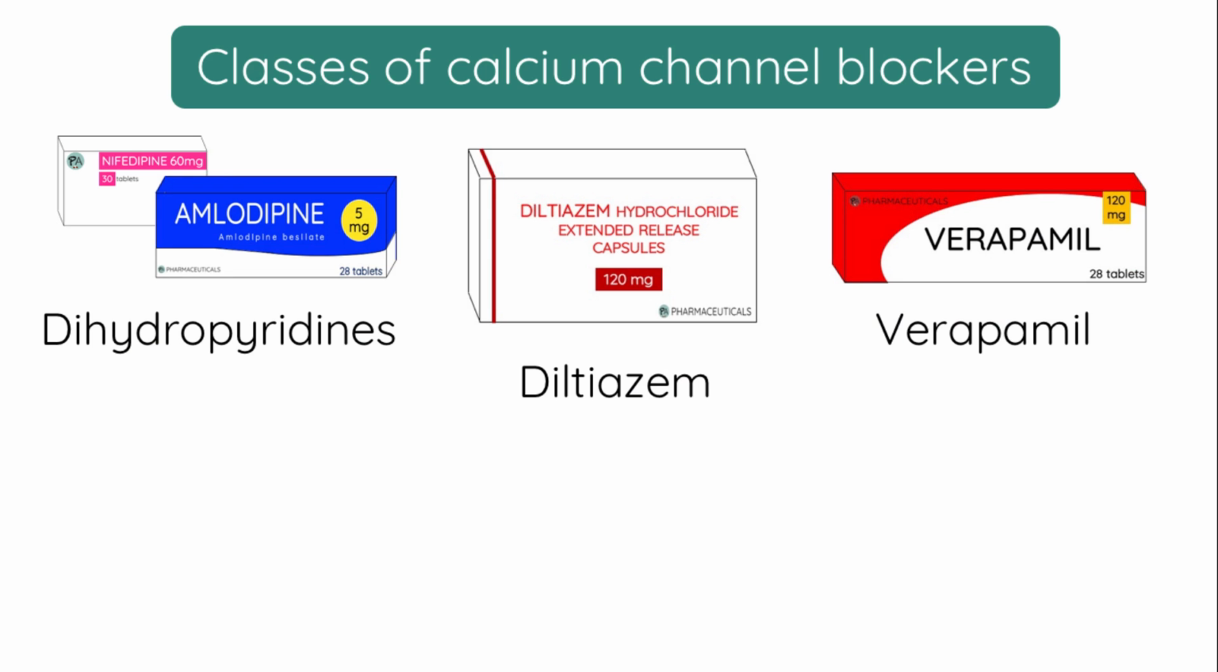There are three main types of calcium channel blocker. Some calcium channel blockers act on calcium channels found in vascular smooth muscle, and others act on calcium channels found in the heart. The first group we'll start with are dihydropyridines, and these are the class of calcium channel blockers that include amlodipine, nifedipine, nimodipine, basically any that end in pine, and these are highly specific to vascular smooth muscle.